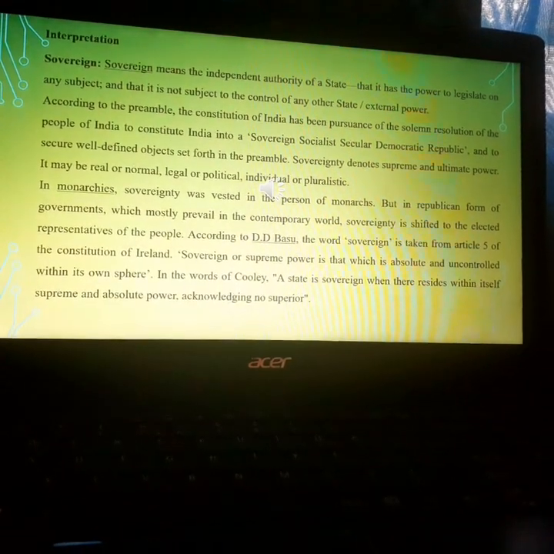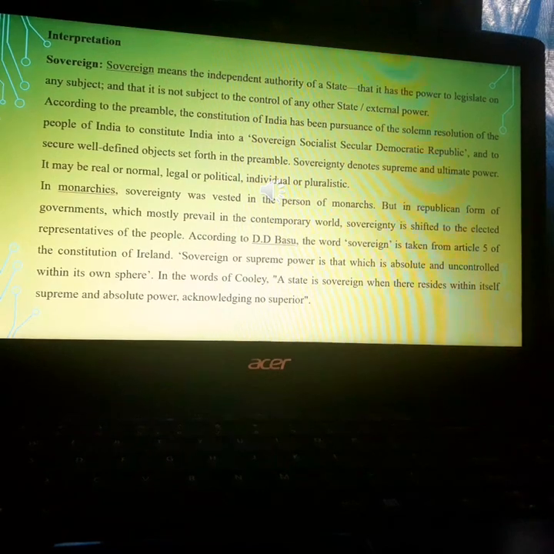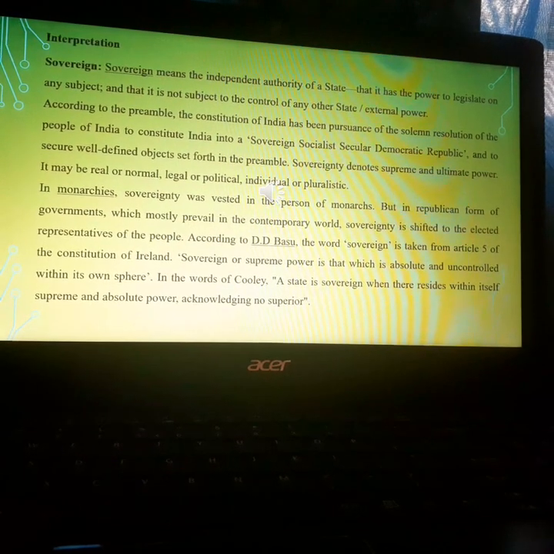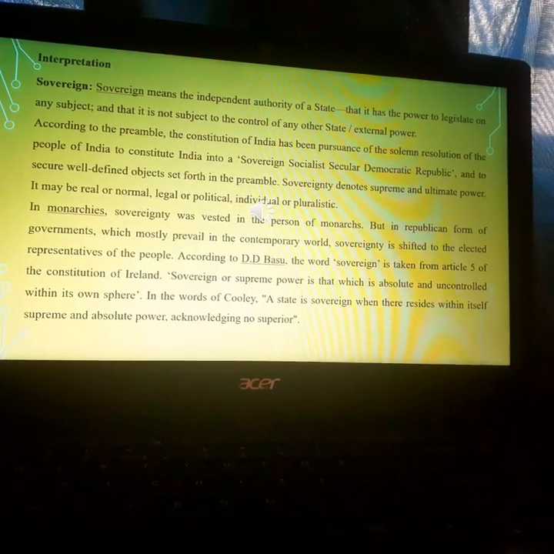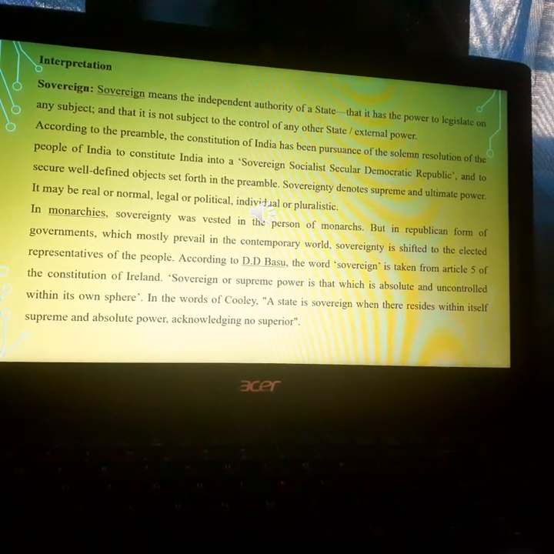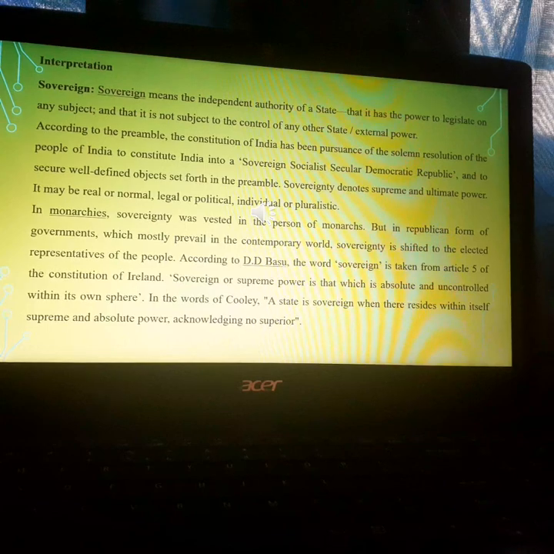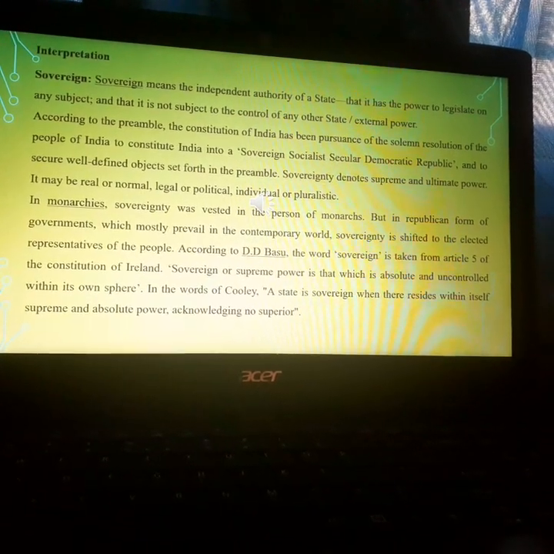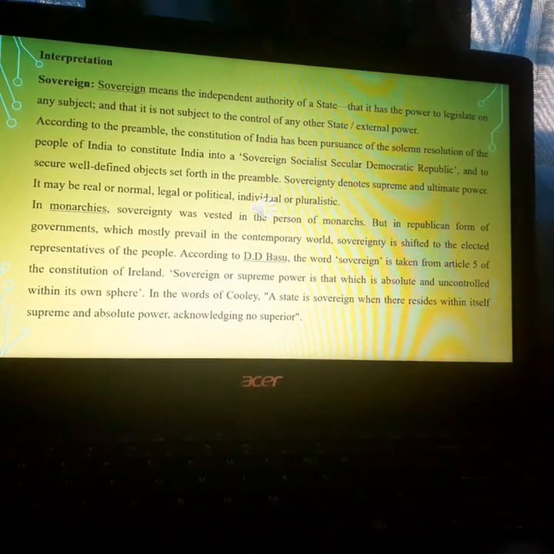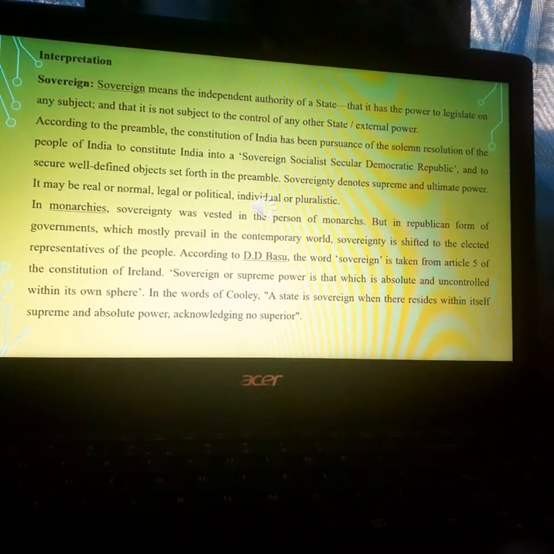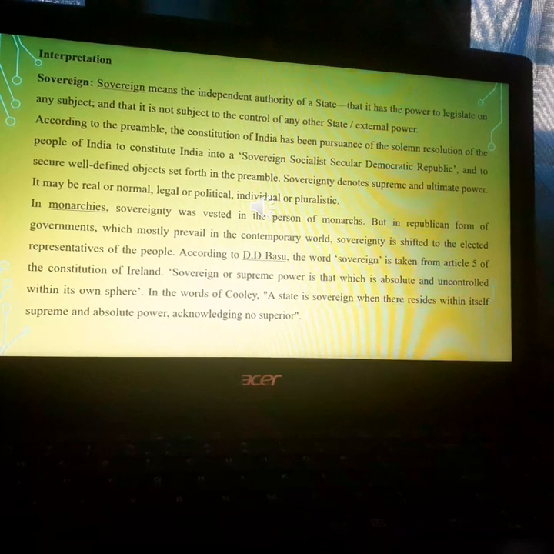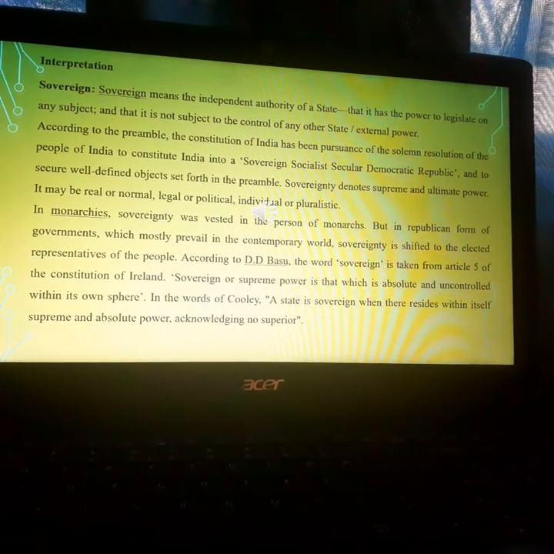According to D.D. Basu, the word sovereign is taken from Article 5 of the Constitution of Ireland. Sovereign or supreme power is that which is absolute and uncontrolled within its own sphere. In the words of Cooley, a state is sovereign when there resides within itself supreme and absolute power, acknowledging no superior.